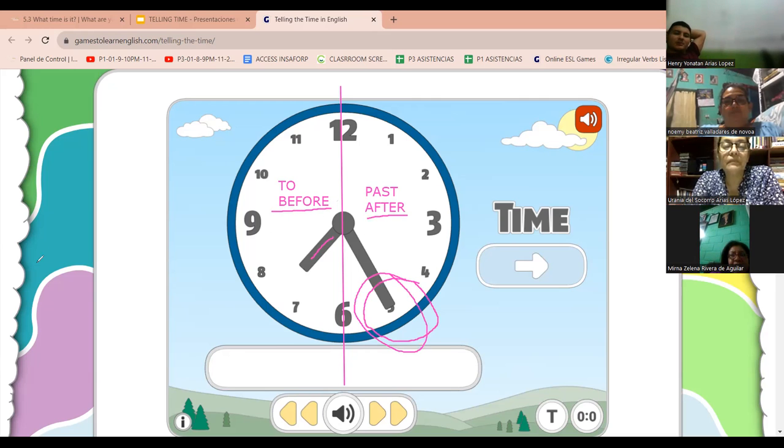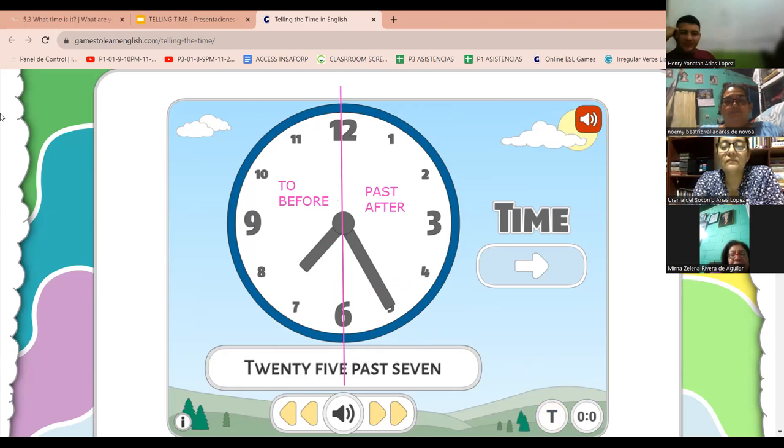Past, after. Okay. Entonces, ¿cómo digo? 25 after o past 7. Good. Y si se fija, ahí está tal cual. Look, aquí tenemos 25, que son los minutos, right? Y luego tenemos el past. Y luego la hora.